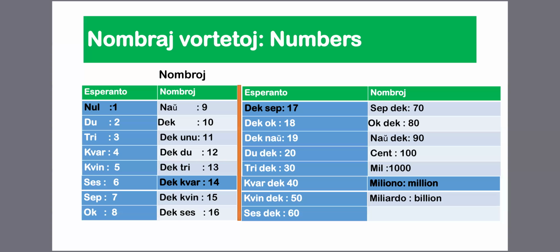Nul, uno, du, tri, kvar, kvin, ses, sep, ok, now, dek, dek uno, dek du, dek tri, dek kvar, dek kvin, dek ses, dek sep, dek ok, dek now, du dek, tri dek, kvar dek, kvin dek, ses dek, sep dek, ok dek, now dek, cent, mil, miliono, miliardo. Thank you. Zainabu?